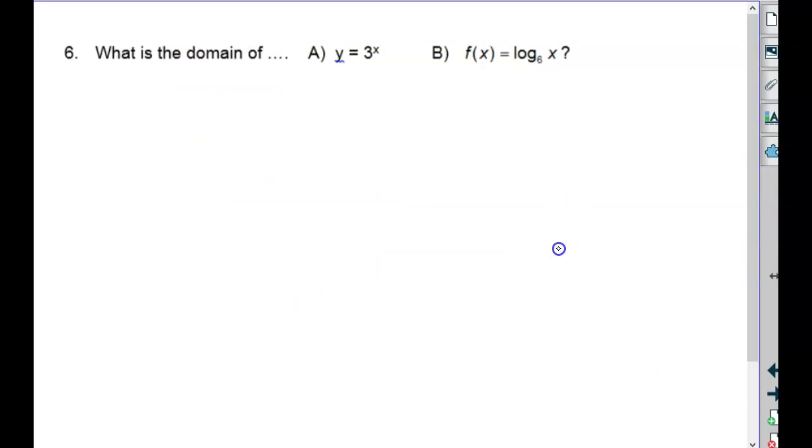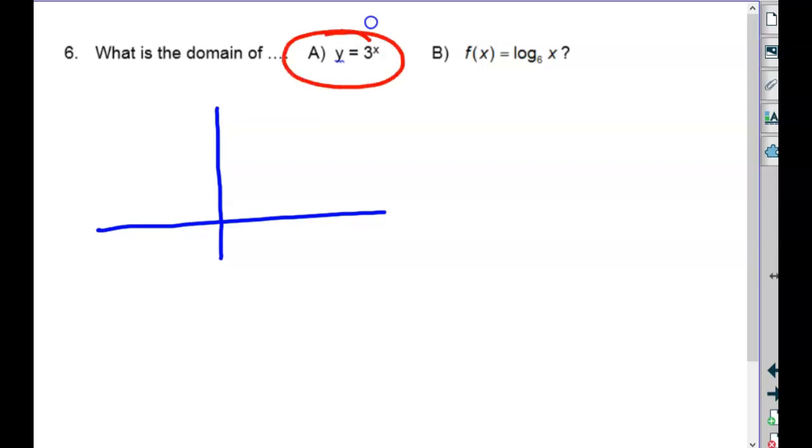Number 6. Oh, domain. Okay. I'm not too sure that just graphing is going to get you a very good answer. Do you remember what this looked like?